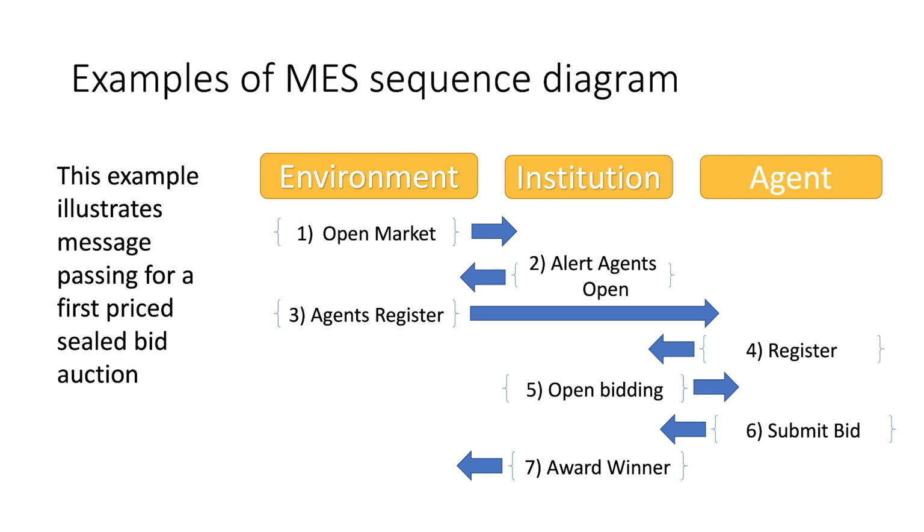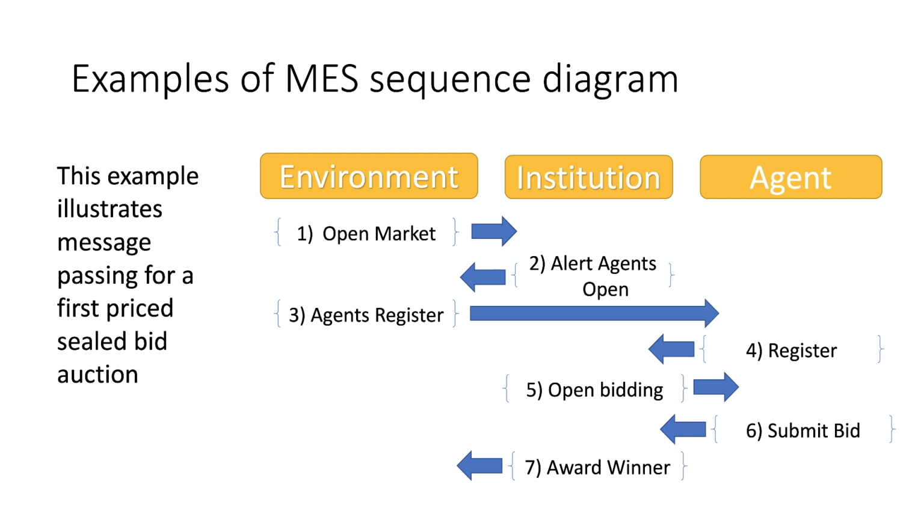So the environment might send a message to open the market to the institution. The institution in message 2 then asks the environment, please alert the agents that you're aware of that I am now open as a market. The environment then decides it will send a message to all of the agents it knows about that they should register with that particular institution. The agents, as seen in step 4, will then register against the institution. Imagine they're simply registering at an auction.